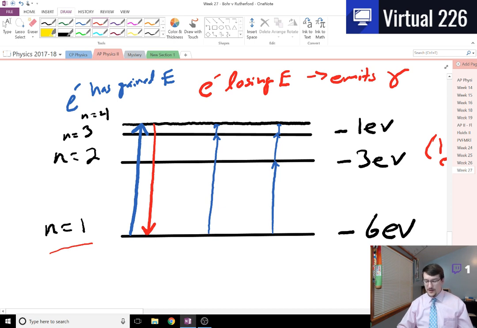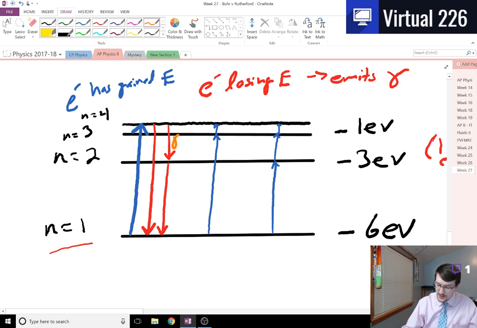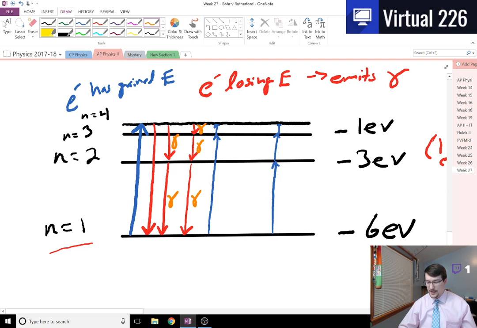And if we're up at n equals 4, we can go all the way down to n equals 1. We could go to n equals 2, and then down to n equals 1. Note there's a photon here and a photon here that's released. Or we could go from n equals 4 to n equals 3, and n equals 3 to n equals 2, and then n equals 2 to n equals 1. And there's actually a photon that is released at each stage here. So something to be aware of for that.